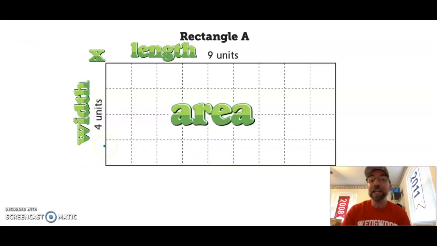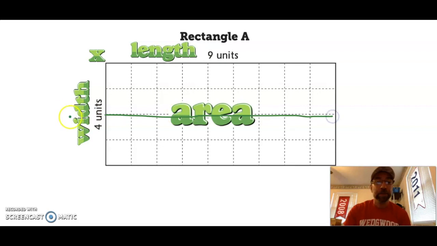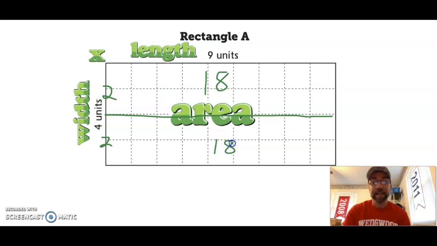Or I can use the area formula and multiply 4 times 9. Now, you may also remember from our younger grades, if you don't know what 4 times 9 is, I can always split up my 4. And I can have 2 times 9 and then double it. 2 times 9 is 18. 2 times 9 is 18. And when I double 18 plus 18, I get 36 square units.